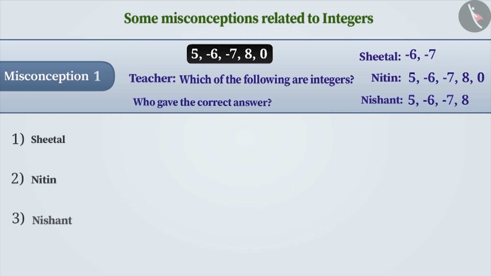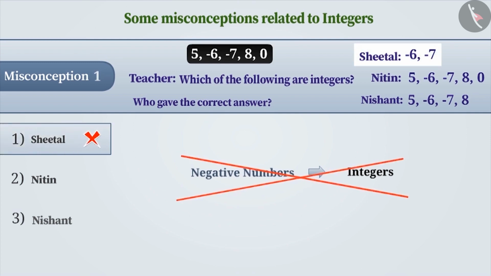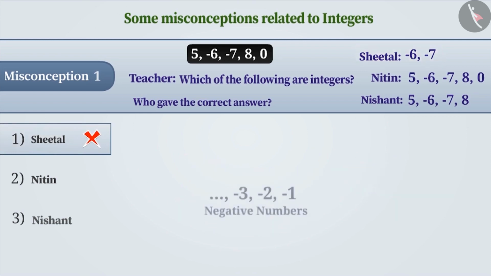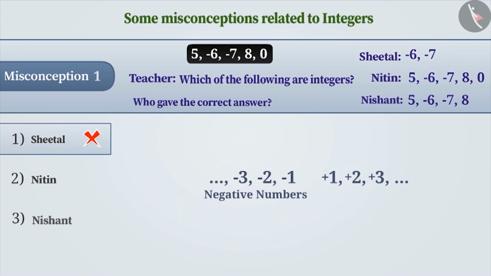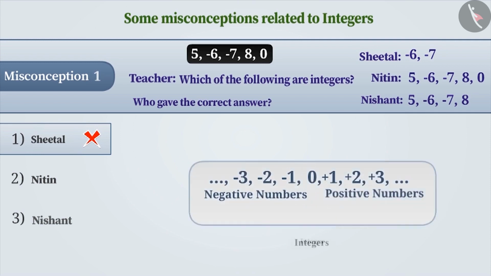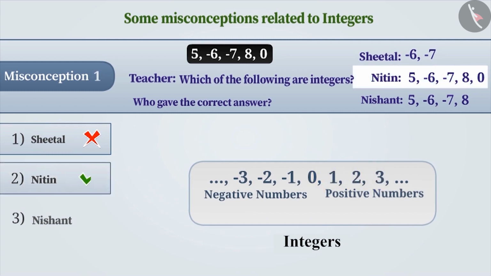Many times, only the negative numbers are considered as integers. With this understanding, Sheetal answered -6 and -7. This is wrong. Hence, option 1 is the wrong answer. The correct understanding is that collection of all negative numbers, all positive numbers, and 0 are called integers. The positive numbers are usually expressed without a plus sign. With this correct understanding, Nitin has given the right answer. That is, option 2 is the correct answer.